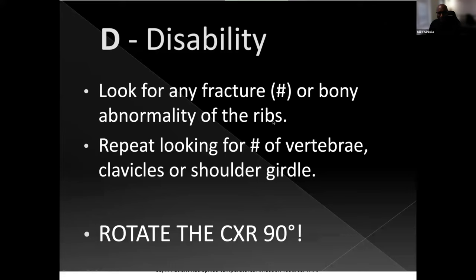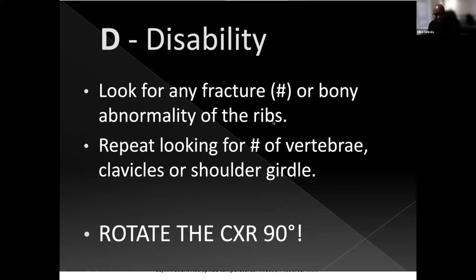Then the D is for disability. With disabilities, you'll be looking for things like fractures of the ribs, clavicles, name them. You'll be looking for things like cancers. You'll be looking for things like, let's say, vertebral collapses, and all those kinds of things.